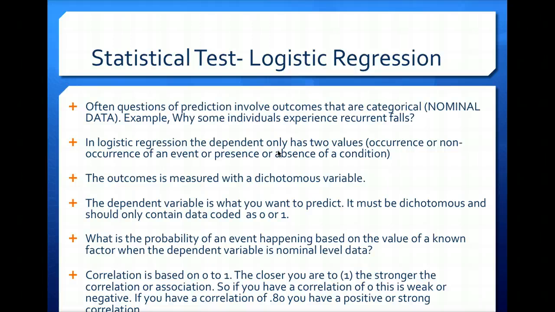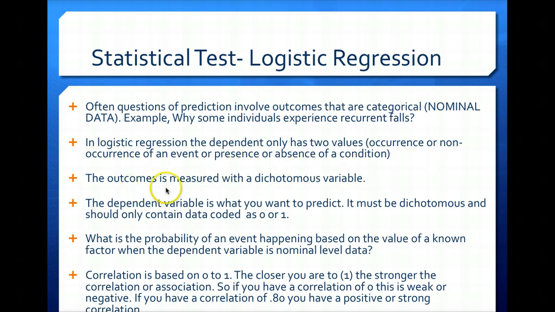Okay, the next test, logistic regression. This one has a little more information. Often questions of prediction involve outcomes that are categorical, nominal data. Example, why some individuals experience recurrent falls. In logistic regression, or I'll just say LR, the dependent variable only has two values. That is occurrence or non-occurrence of an event, or presence or absence of a condition.